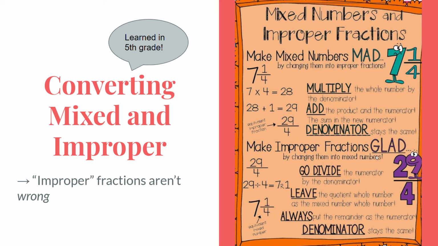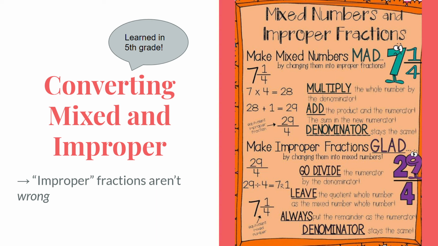Greater than 1, G. And to do that, for example, 7 1/4. It's a mixed number, I can tell, because it's a whole number and a fraction. I'm going to make it mad. M is for multiply, A is add, D is denominator. This very colorful thing is in their notes. It might not be that colorful in the notes, depending on if our color printer worked.